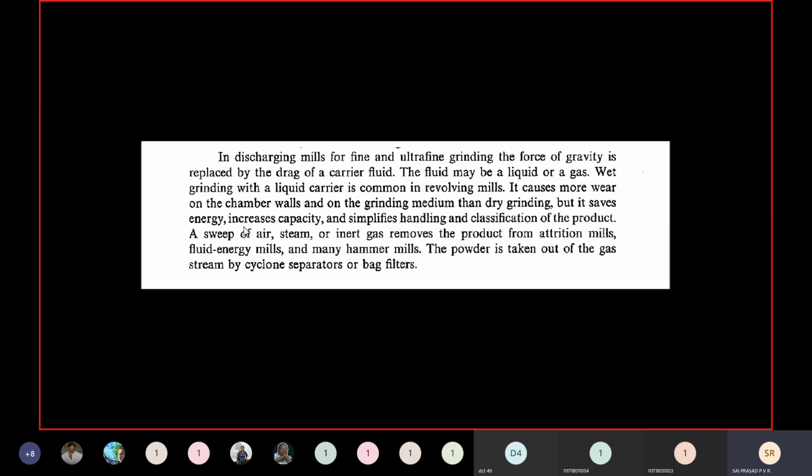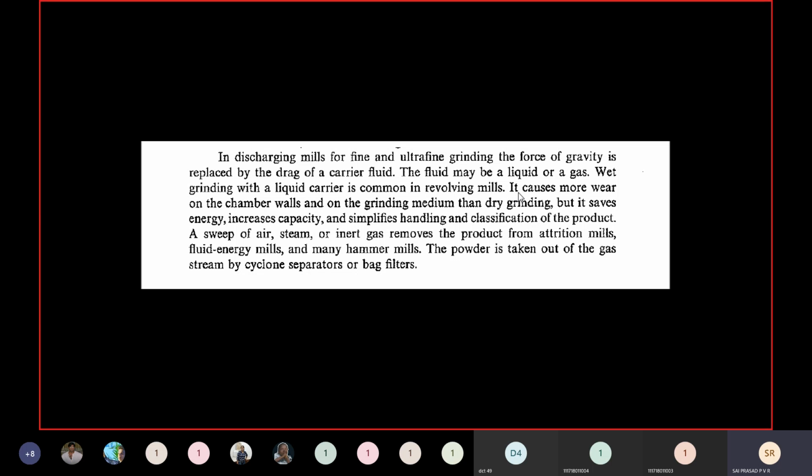It causes more wear on the walls and the grinding medium than dry grinding, but it saves energy, increases capacity, simplifies handling, and helps classification. My goodness, these many things are there for the ball mill. What we thought until now is that in the ball mill we pour water only so that the displacement of the solid particles will take place. They will not hide in between the voids. They come out, take the blows of the grinding medium, and then crushing will take place. If it is so, then whatever energy we give to the ball mill is going for crushing. That is the meaning of it.